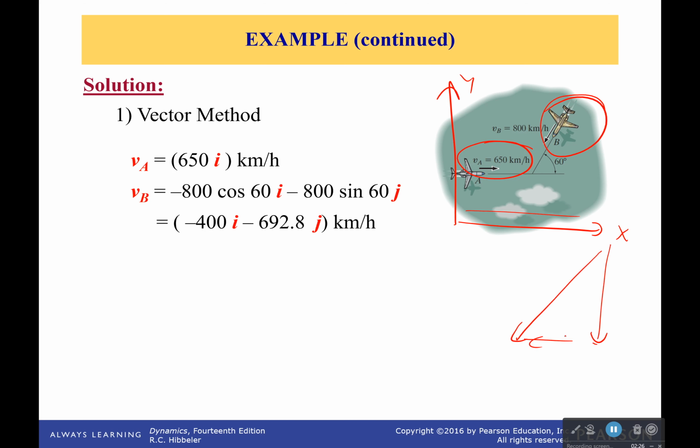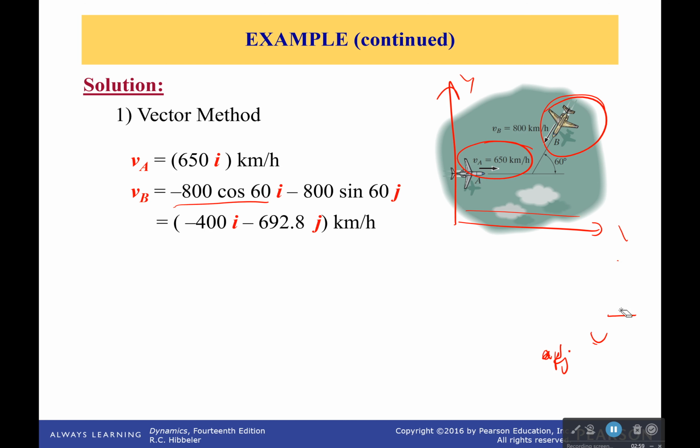As I can see, both of those are going to be negative. So that's 800, that's 60 degrees. And then this is adjacent, this is opposite. Adjacent over hypotenuse is going to be cosine of 60, so 800 cosine of 60. And opposite over hypotenuse is going to be sine of 60. So the y component would be 800 sine of 60. I plug that in and I get these two values.